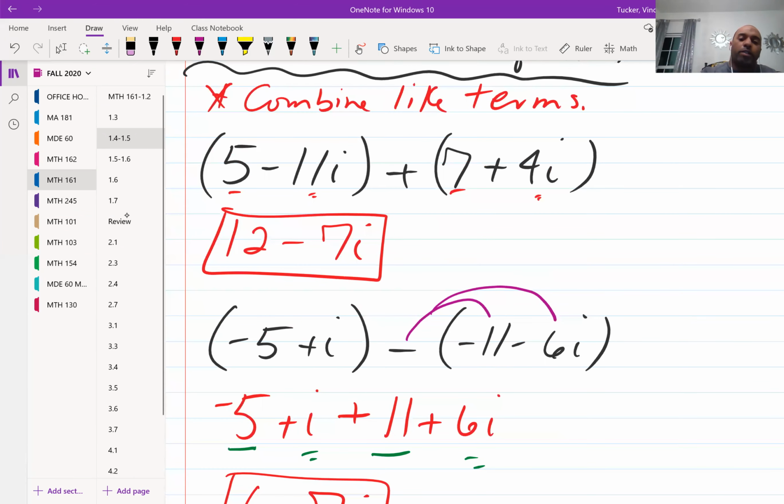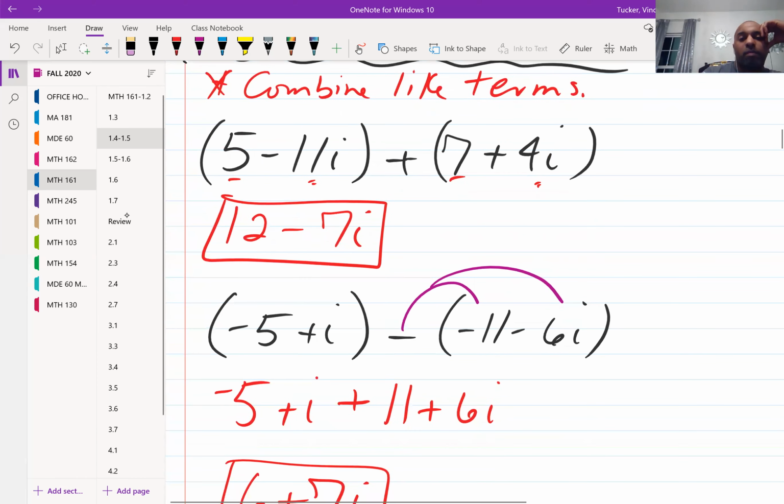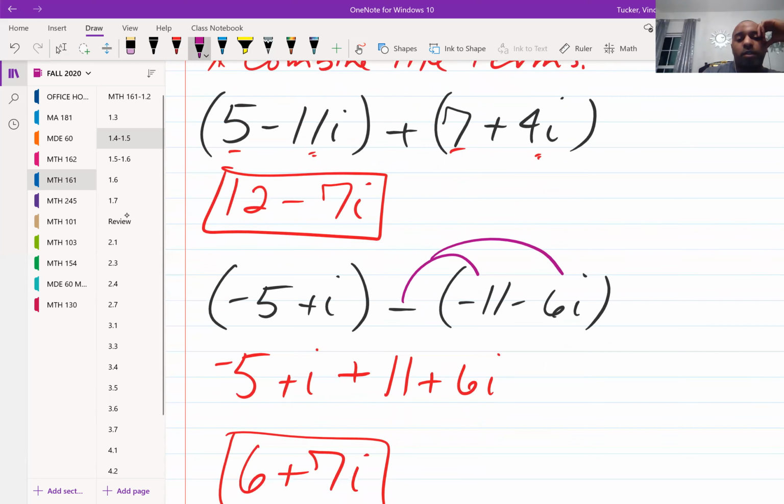Next one, if we're doing subtraction, we will subtract by first distributing the negative to each term that follows in the parentheses. We have negative 5i minus negative 11 minus 6i. So the negative 5i will stay the same, but then that turns to plus 11 and plus 6i. Combine your like terms, negative 5 plus 11, that'll be a positive 6. And then 1i and 6i is a positive 7i.